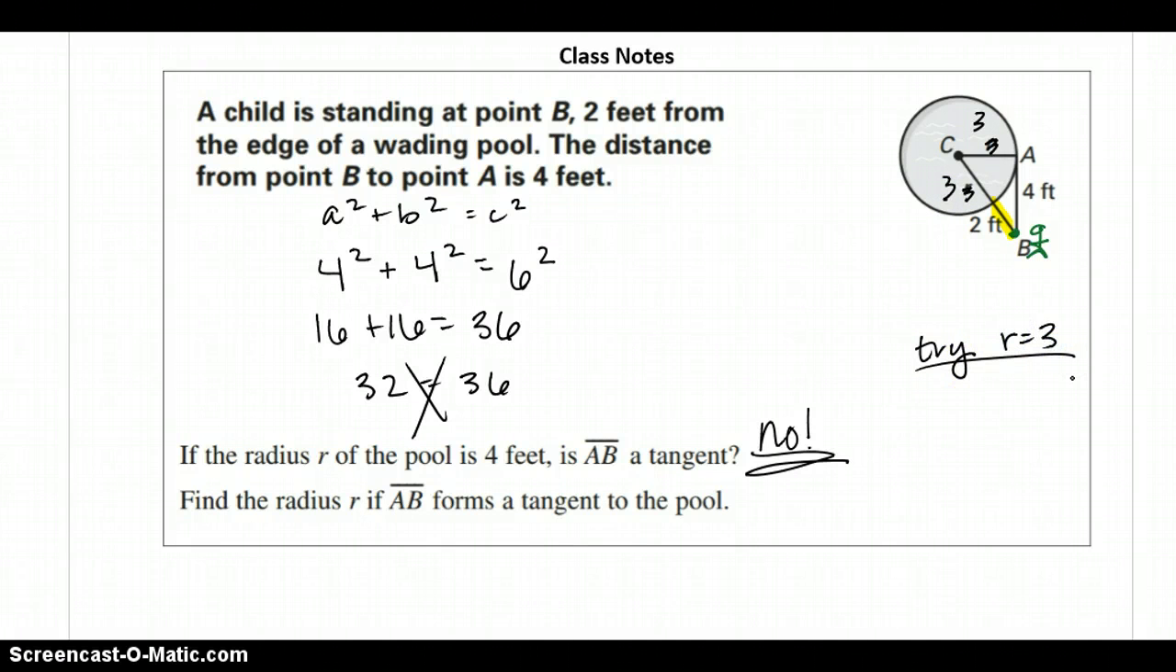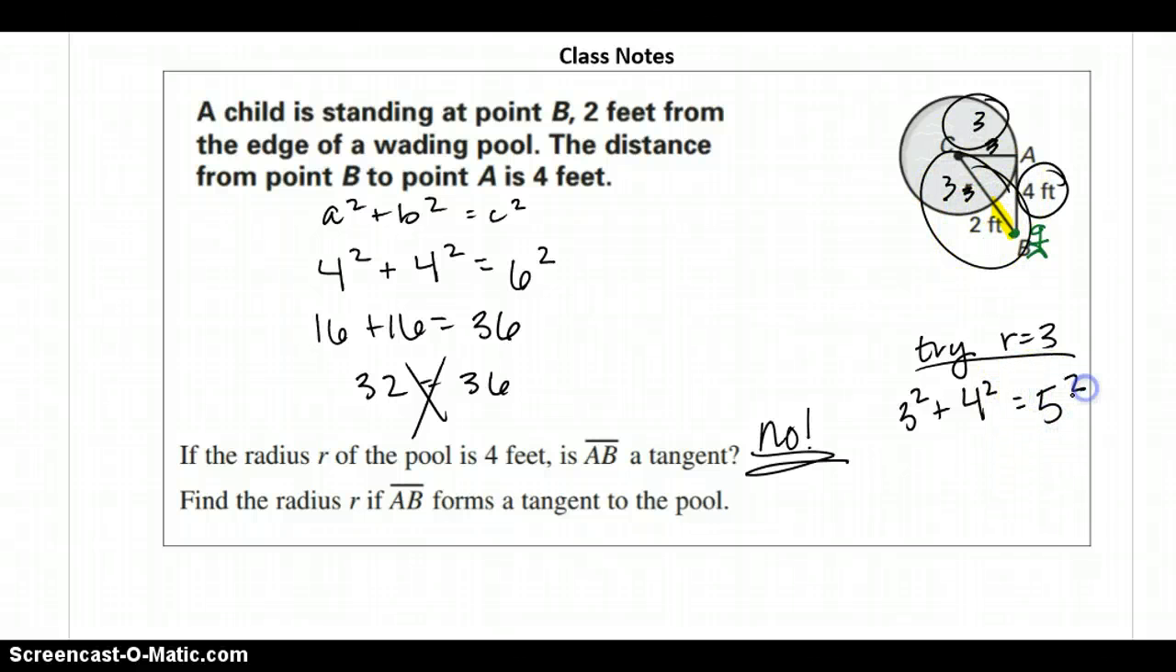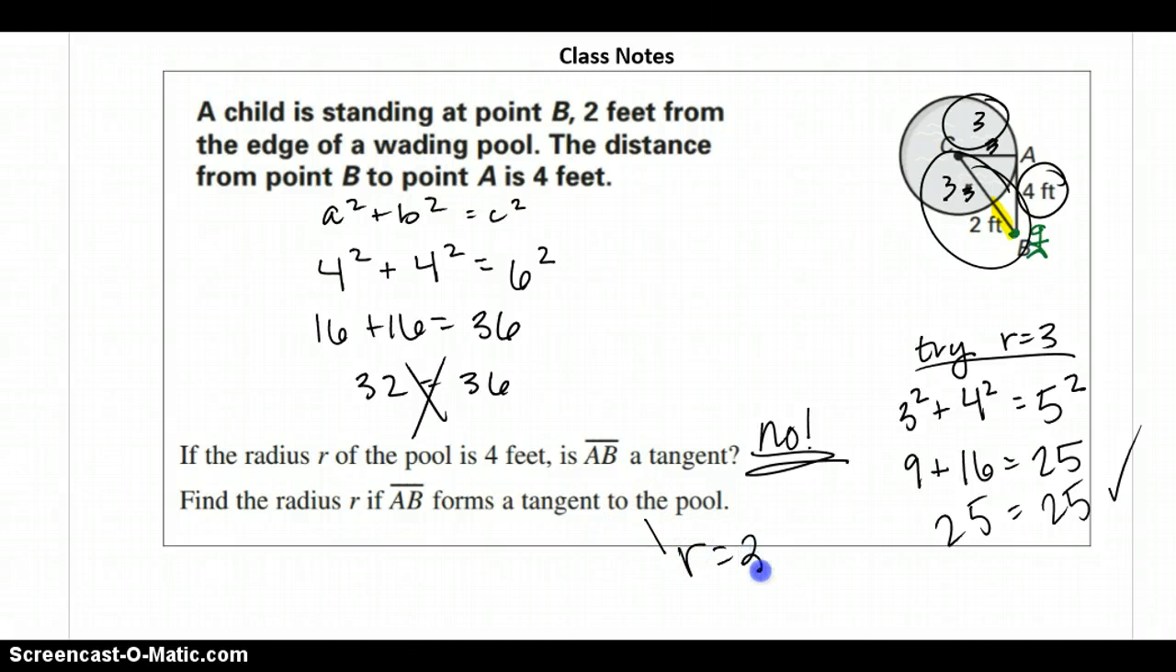Then when we use the Pythagorean theorem, we will have 3 squared plus 4 squared equals, and our hypotenuse will now be 3 plus 2, which is 5 squared. 3 squared is 9. 4 squared is 16. Equals 5 squared, which is 25. 9 plus 16 does in fact give us 25. So 25 equals 25, so this will work. So to make this work, the radius has to be 3 feet.